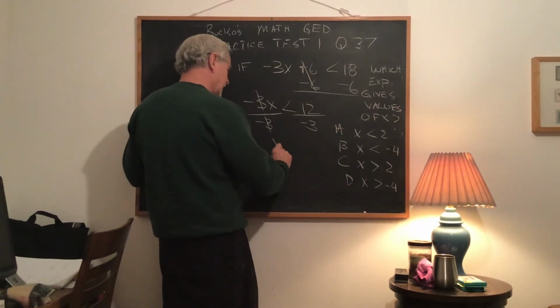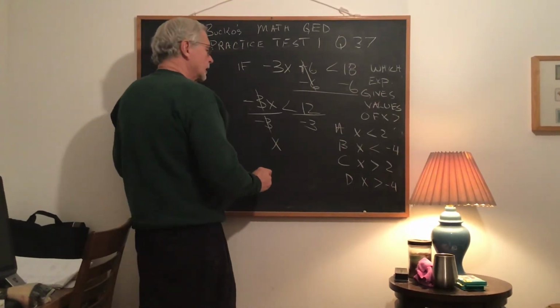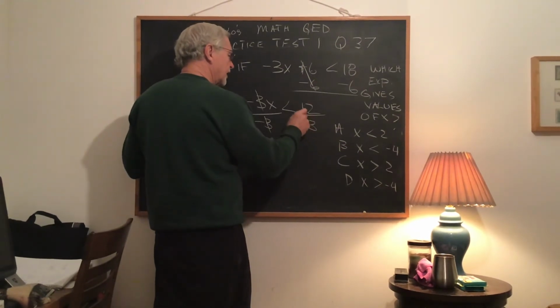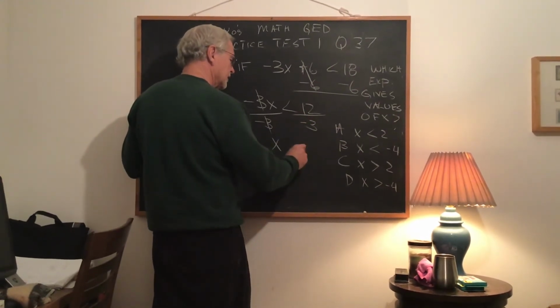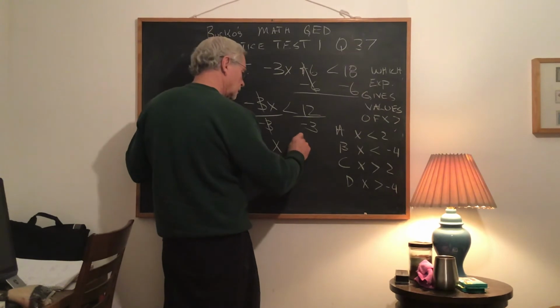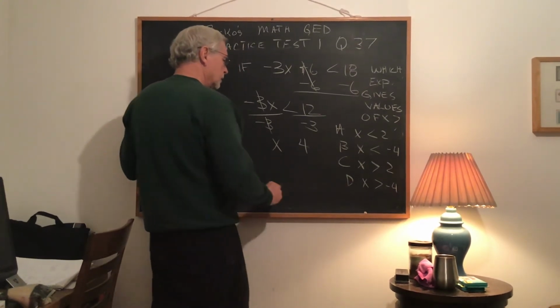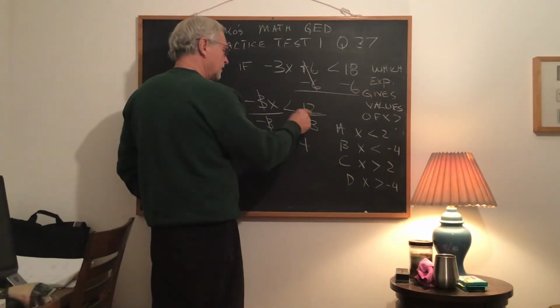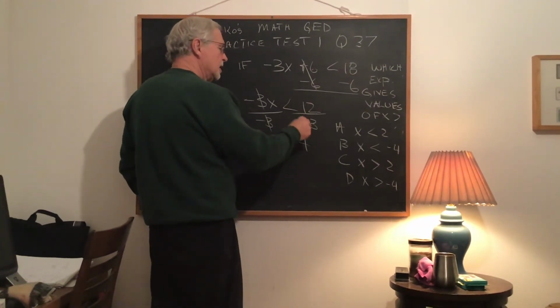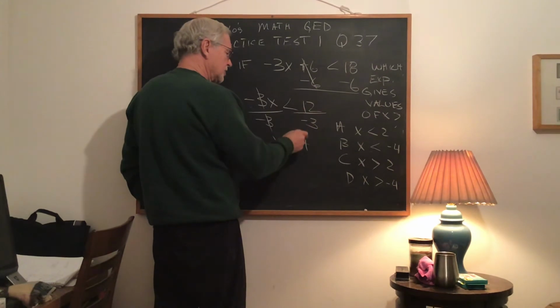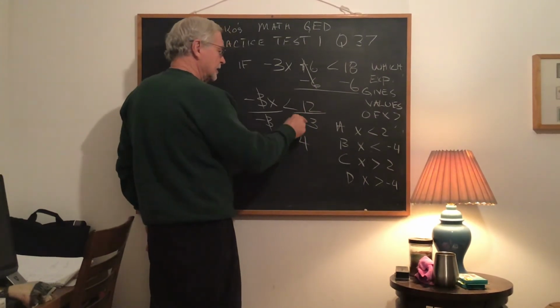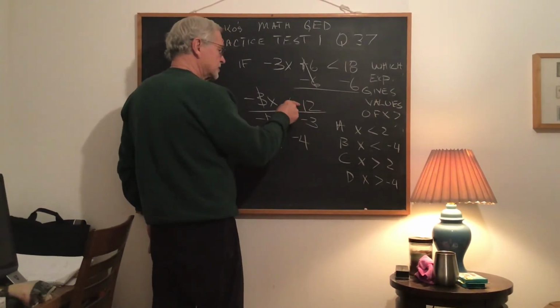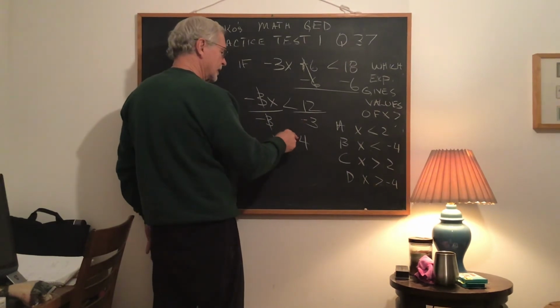1 times x is x. And then 12 divided by a negative 3 is negative 4. Positive 12 divided by a negative. If you mix the signs on a division or a multiplication, it's going to be negative. This is a mixed sign. Positive divided by a negative is going to be a negative.